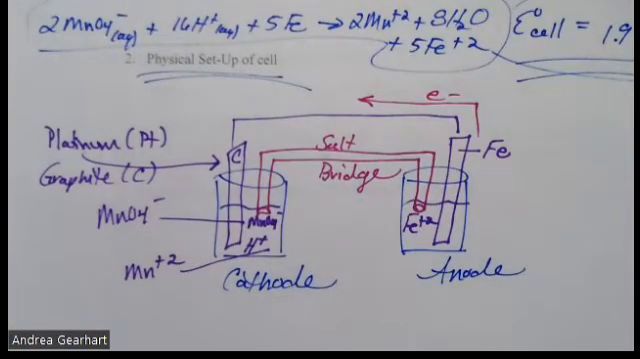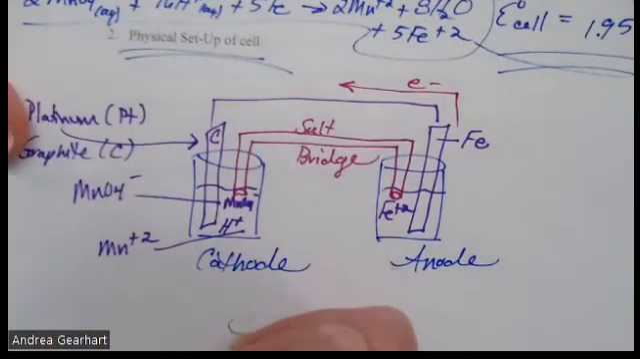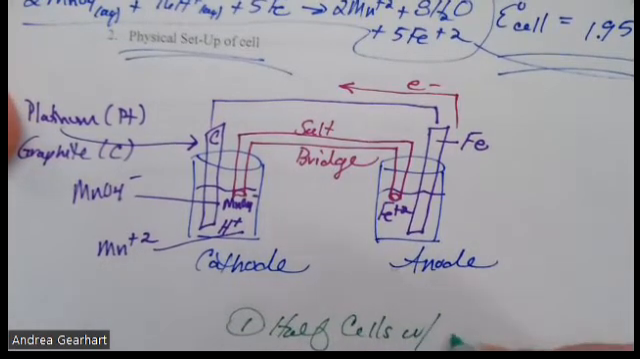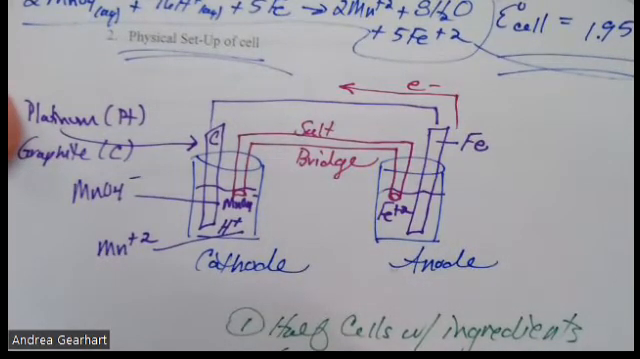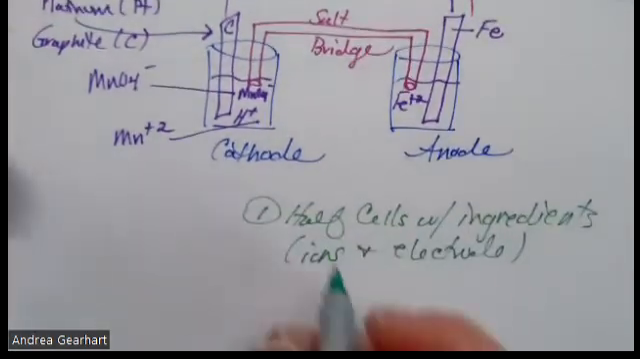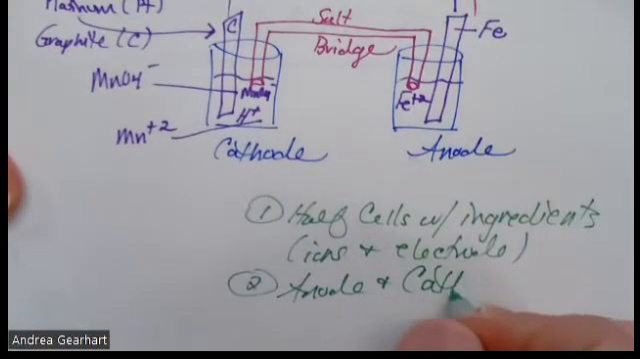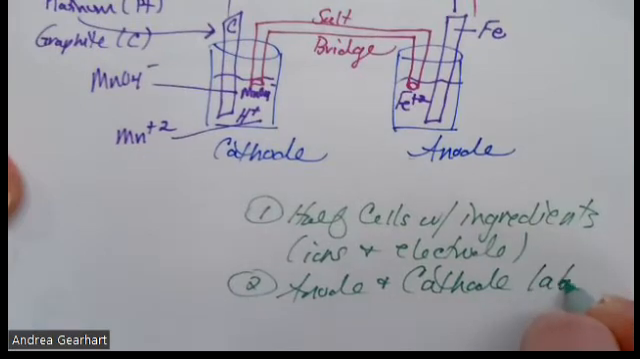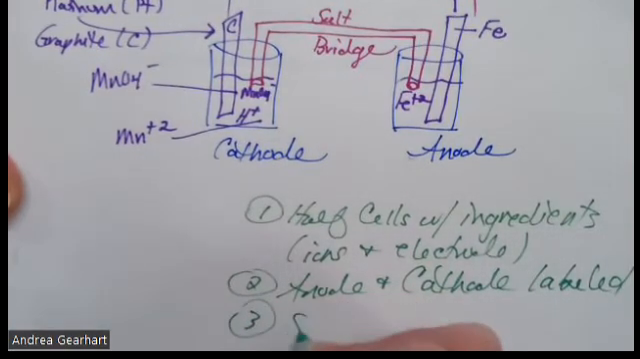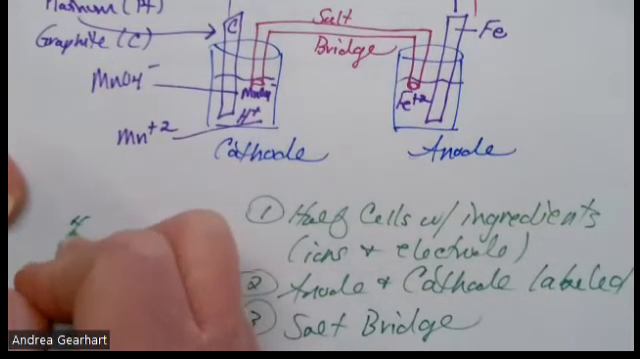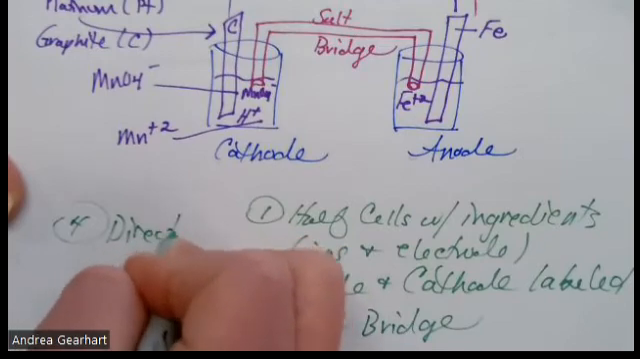So in a complete drawing, we have the half cells with ingredients, ions, and electrode. We have the anode and cathode labeled. We have the salt bridge and direction of electron flow.